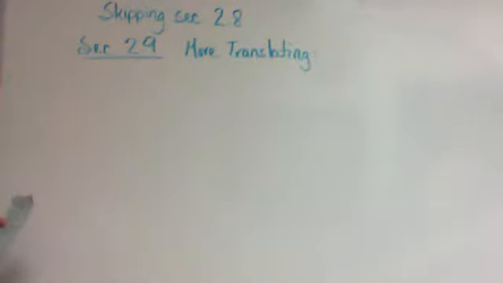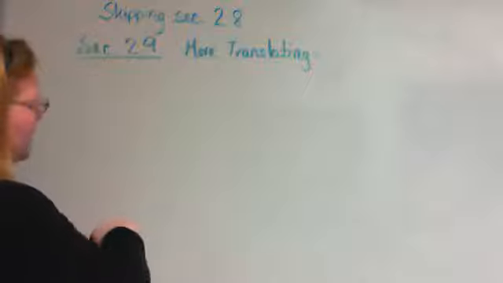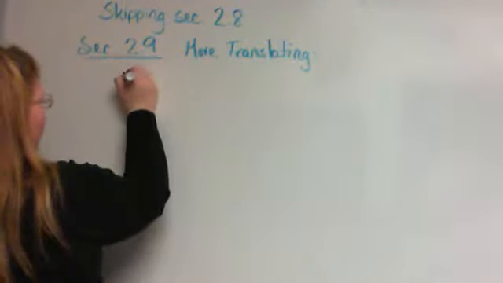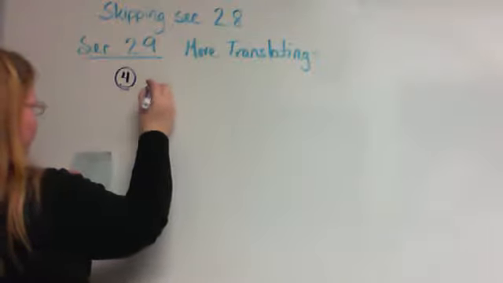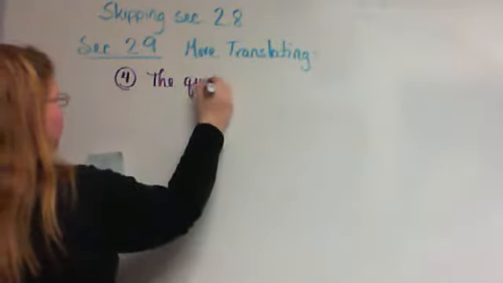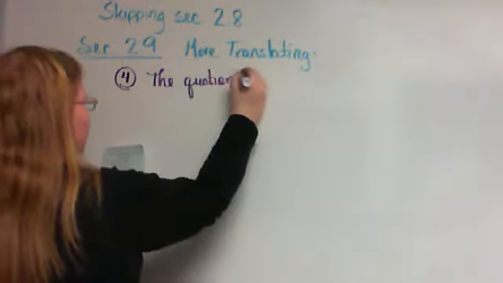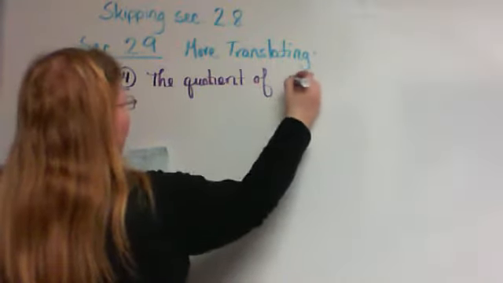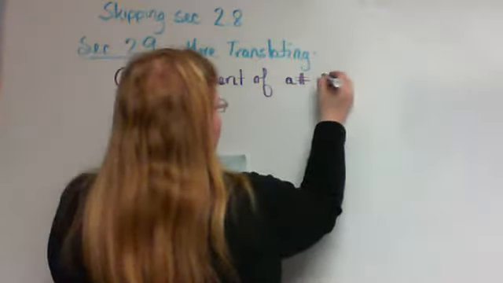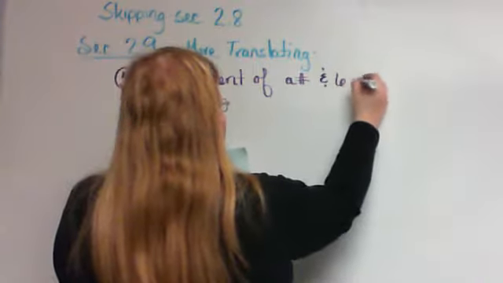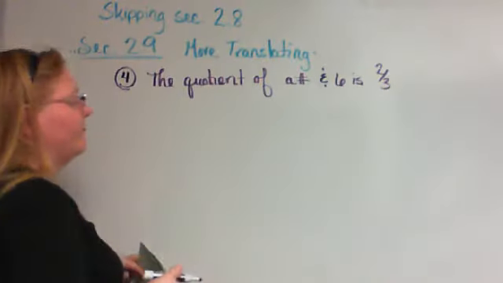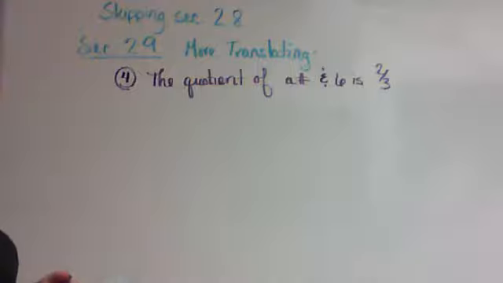So for the more translating part, I'm looking at the classroom exercises on page 87. Problem number 4. It says the quotient of a number and 6 is 2/3. And they want you to translate it.